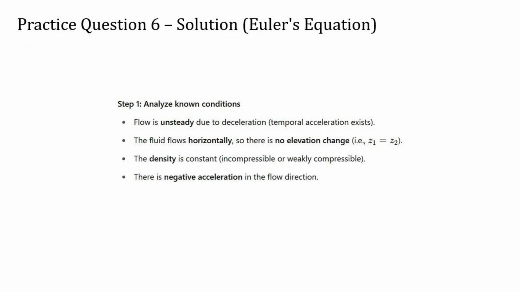First, we recognize that the flow is unsteady because of a rapid deceleration. That temporal change means local acceleration exists. Since the fluid is moving horizontally, there's no change in elevation, so we can ignore gravitational effects in the vertical direction. The problem also tells us the density of the fluid remains nearly constant, which allows us to simplify the relationship between pressure and acceleration.